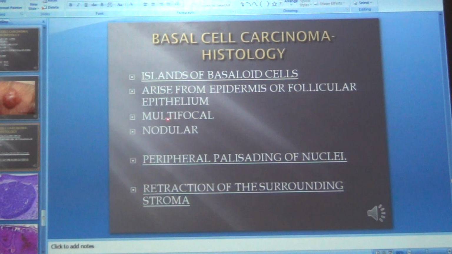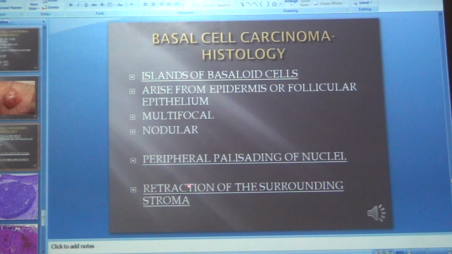They can be multifocal, as I told you, and multifocal ones are usually superficial; they can also be nodular. Another characteristic feature is the nuclei in the peripheral part of the island. They form a row-like, fence-like structure, and this is called palisading of the nuclei. This is diagnostic of basal cell carcinoma.